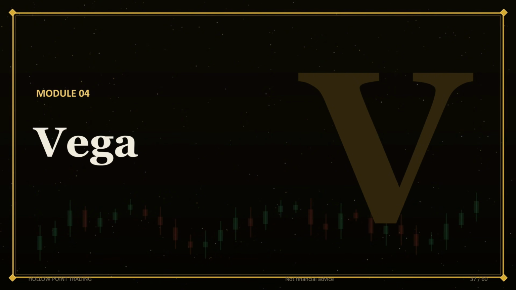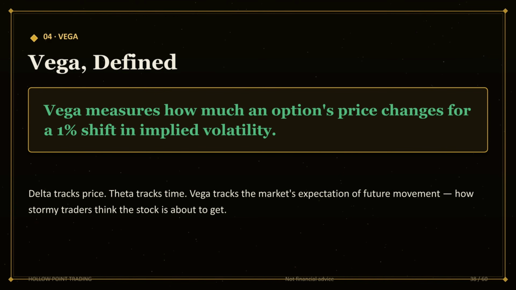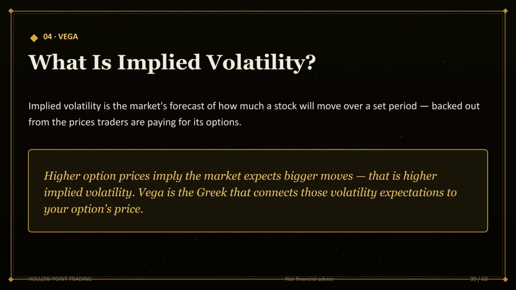While delta tracks price and theta tracks time, Vega is all about your sensitivity to changes in implied volatility. Vega measures how much an option's price changes for every 1% shift in implied volatility. It tracks the market's expectation of future movement, essentially gauging how stormy traders expect the stock to become. Implied volatility is the market's forecast of future price movement. If traders pay higher prices for options, it implies they expect bigger stock swings, which increases implied volatility.